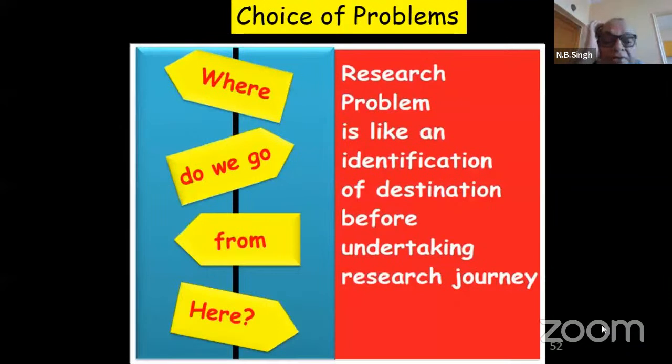Now, you have to ask a number of questions for choosing a problem. Where do we go from here? You are just a beginner and you want to start your PhD. So you have to think from the beginning where you will go, where your research will lead. So where do we go from here? A research problem is like an identification of the destination before undertaking a research journey. That is, when you choose a problem, you must think what result you are going to get and what the benefits of doing this research on this particular topic are, what advantage you will have by doing research on this particular topic.